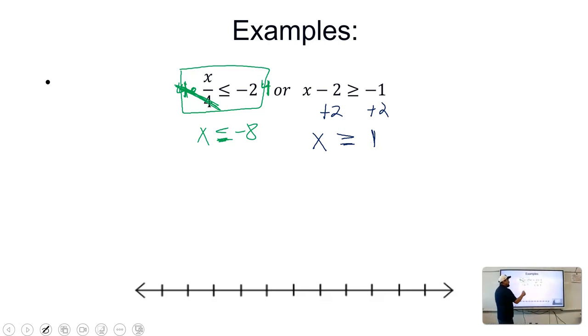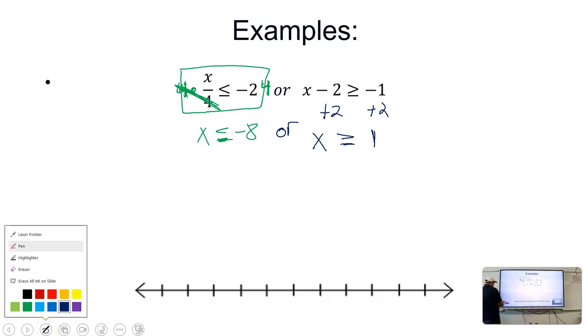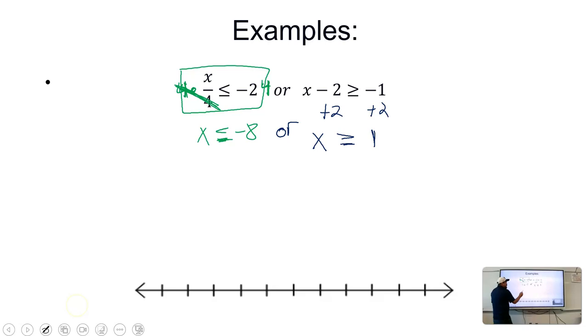So, don't forget, we have the word or in between them. And there we have solved our compound inequality. Now, let's go ahead and graph. So just like last time, we need our boundary points. We have a boundary point at -8 and one at 1.